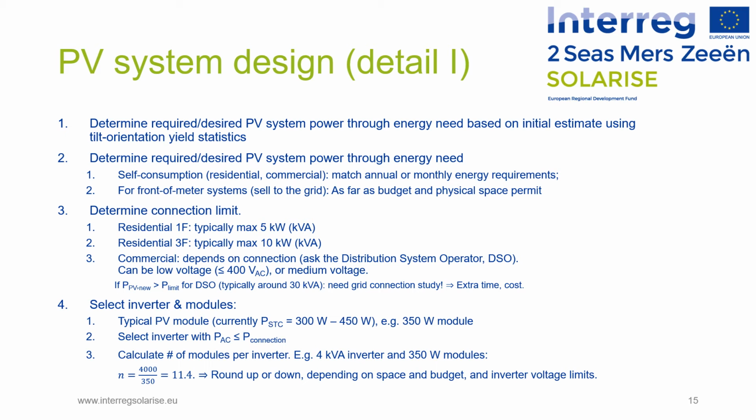For example, if you have a 4 kVA inverter and 350 watt modules, you get around 11.4 modules per inverter. And there you need to round up or down depending on the space and budgets available, as well as the inverter voltage limits. In some cases, you're better off having 12 modules. In other cases, you're actually better off having 11 modules.